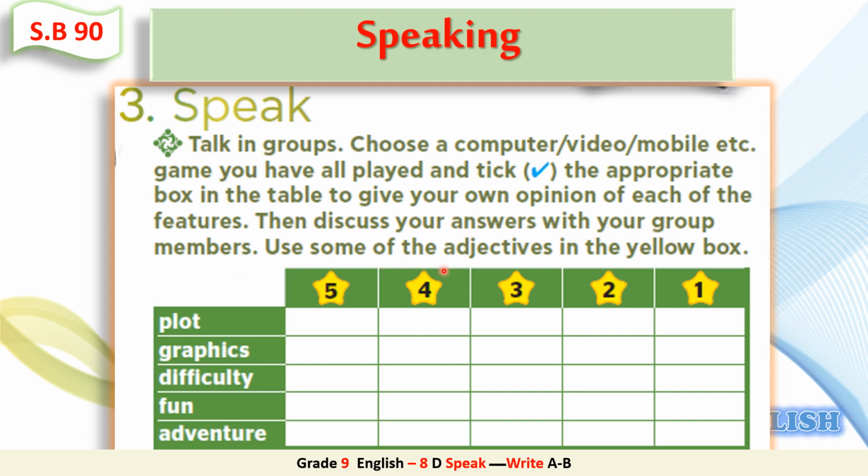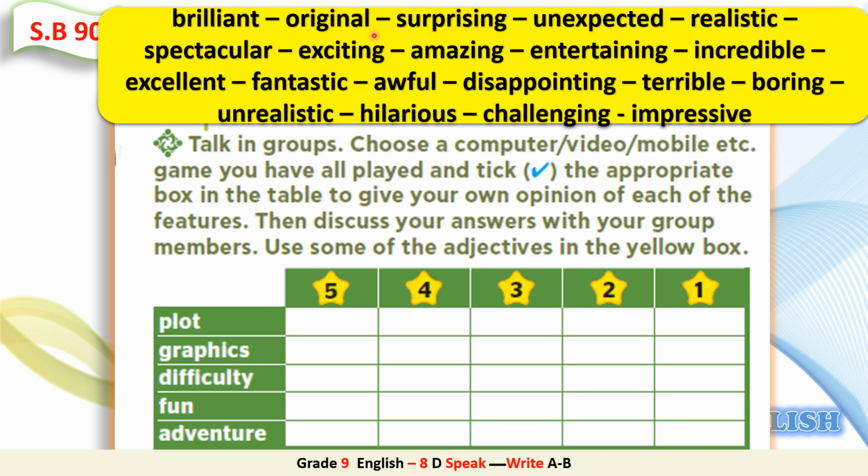Use some of the adjectives in the yellow box, so you can use these adjectives to describe the plot, graphics, difficulty, fun, and adventure. For example, you can say that the plot is spectacular, the graphics are excellent, it is challenging. As for fun, you can say it's hilarious. As for adventure, you can say it has some unexpected events, for example. You can also say it is incredible. So this is what you are going to do now.